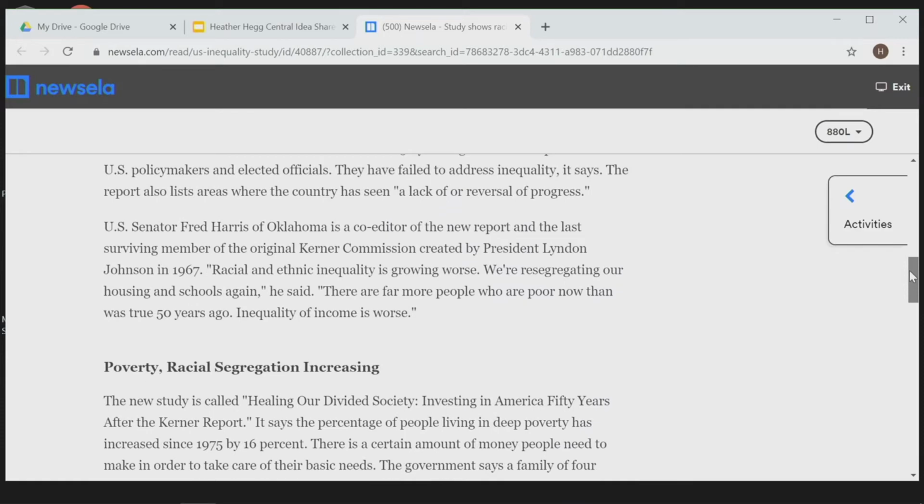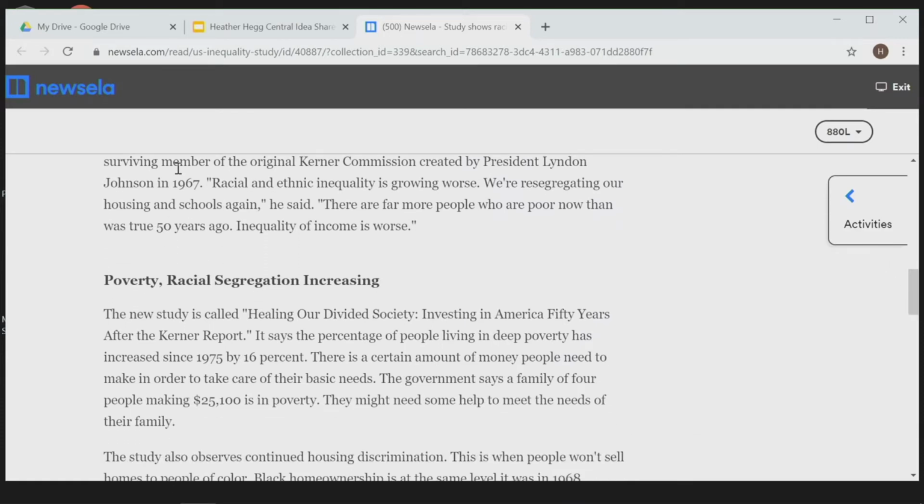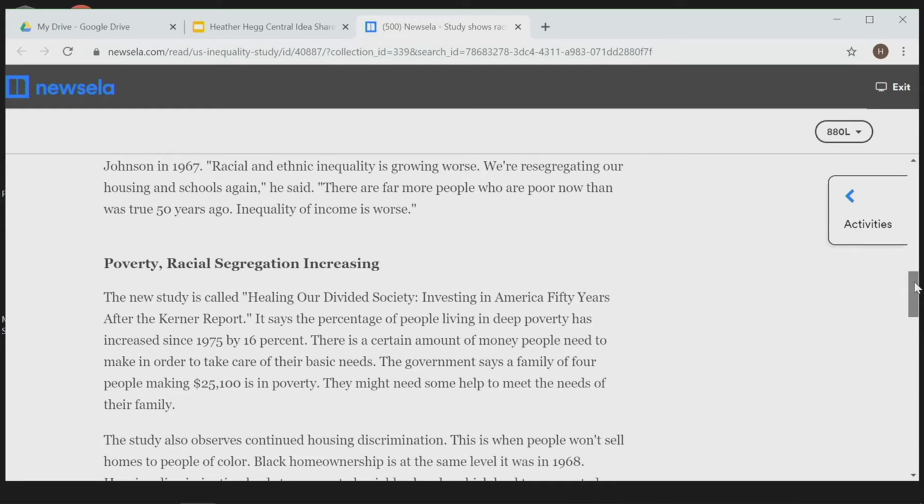We're going to skip the introduction. All right, the first heading says poverty, racial segregation, increasing. So it goes back to that title. We know two things are getting higher, poverty and racial segregation. The numbers are getting bigger. More people are living in poverty and more people are living in segregated neighborhoods.